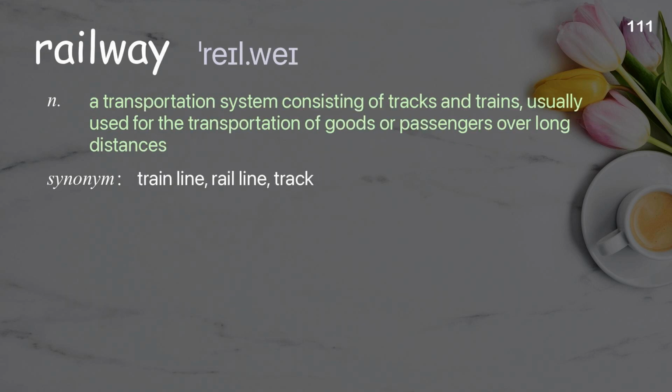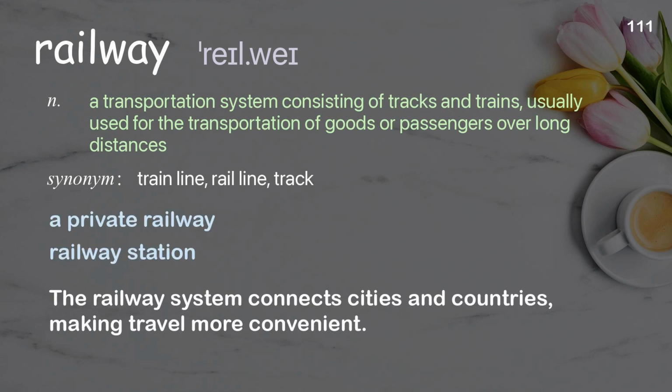Railway. A transportation system consisting of tracks and trains, usually used for the transportation of goods or passengers over long distances. Examples: a private railway, railway station. The railway system connects cities and countries, making travel more convenient.